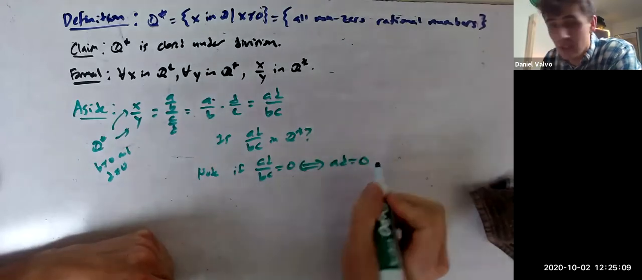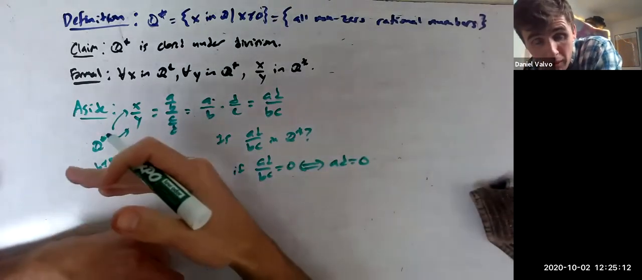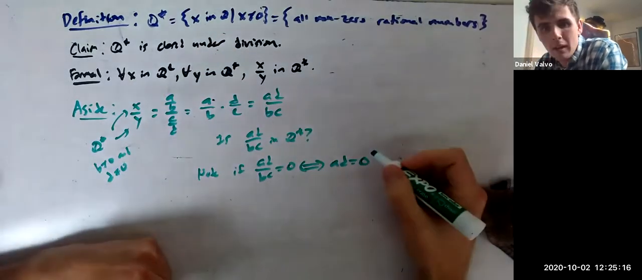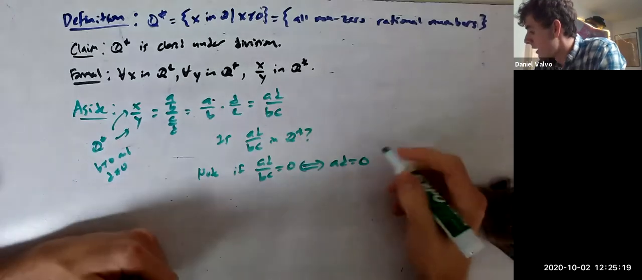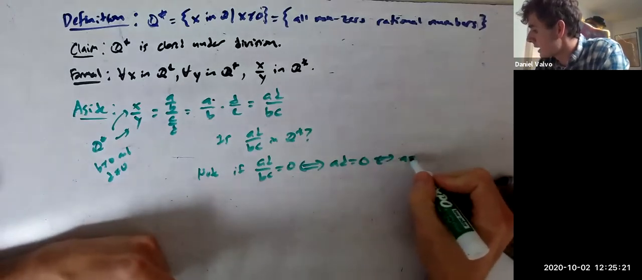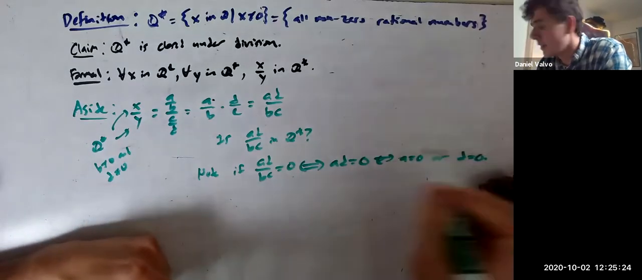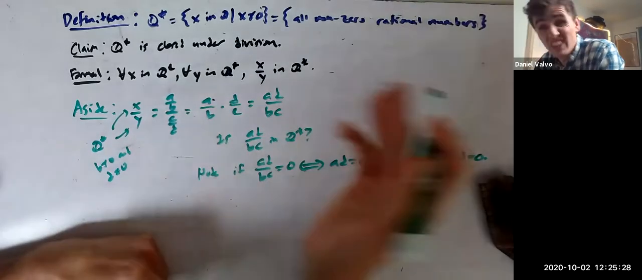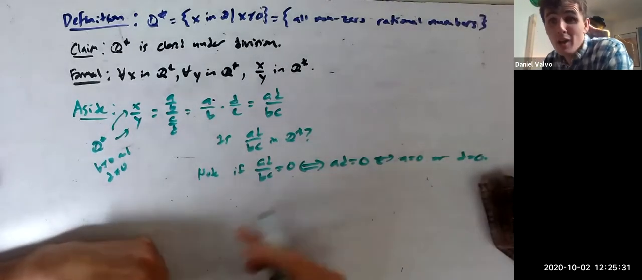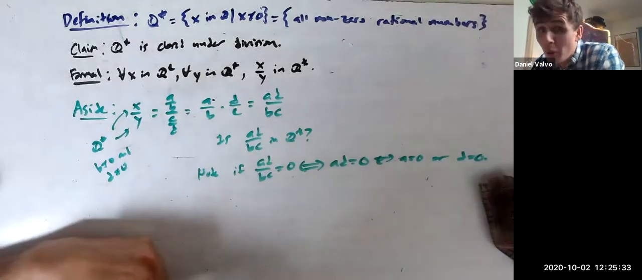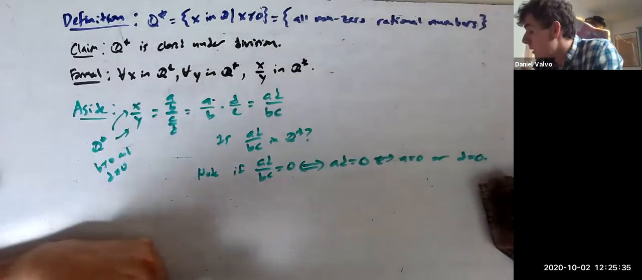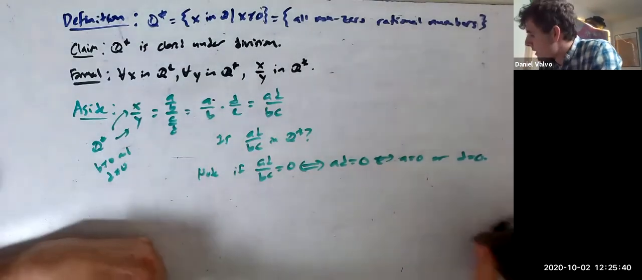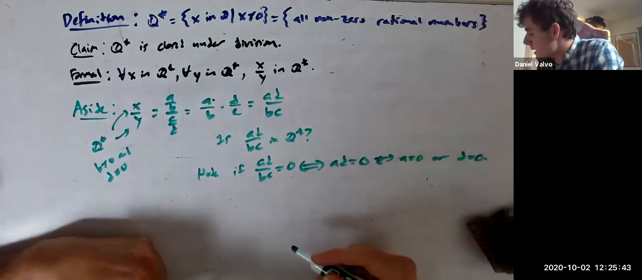That implies AD equals 0, because if a fraction is 0, the top must be 0. Just think about it. And if AD equals 0, that implies that A equals 0 or D equals 0. That's just how this rolls. The zero product property says that for anything called a field in math, of which the rational numbers are one, if two numbers multiplied together are 0, then at least one of them is 0. Pretty interesting. The point is we have this property. So A equals 0 or D equals 0.